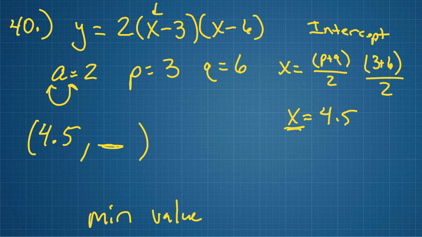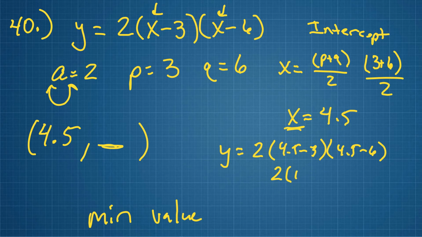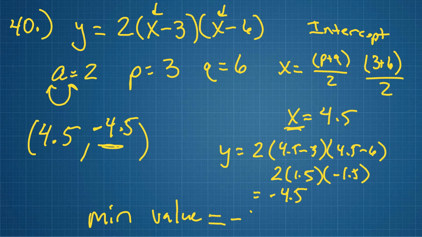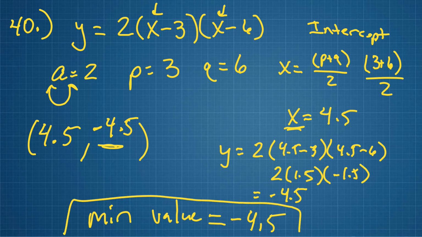So I plug 4.5 in right there and right there. So I say y equals 2, and instead of x, I put 4.5 minus 3. Instead of x, I put 4.5 minus 6. I get 2 times 1.5 times negative 1.5. 2 times 1.5 is 3. 3 times negative 1.5 is negative 4.5. So that's my y value, and that means that's my minimum value. And that's it for 40.